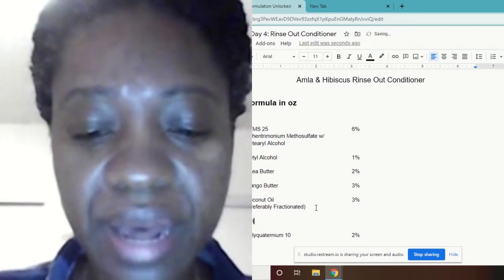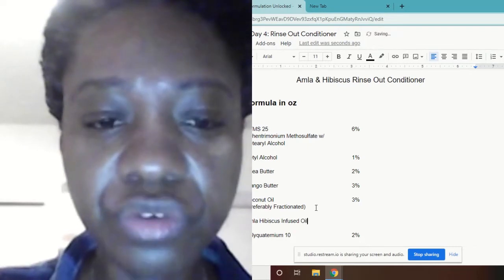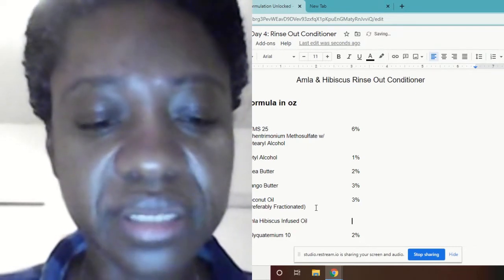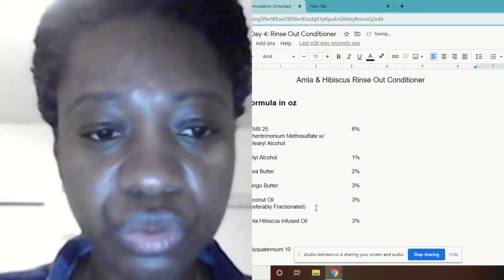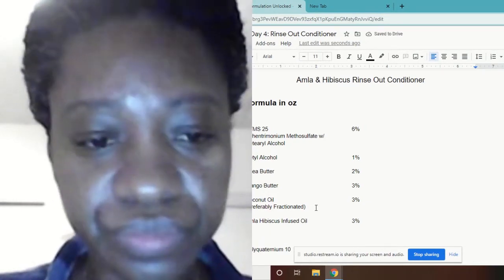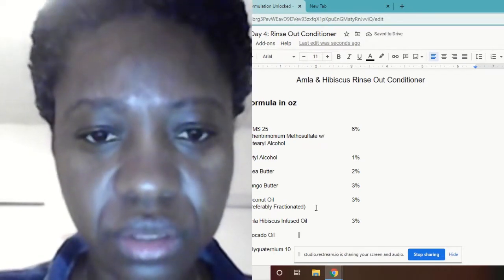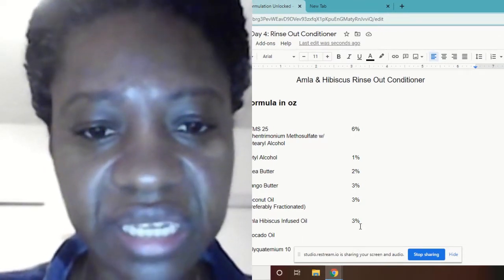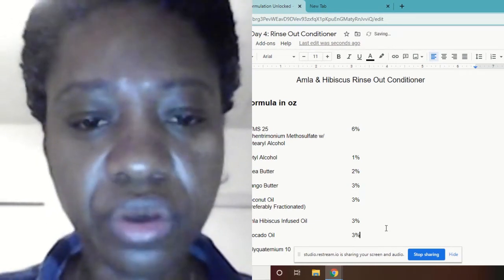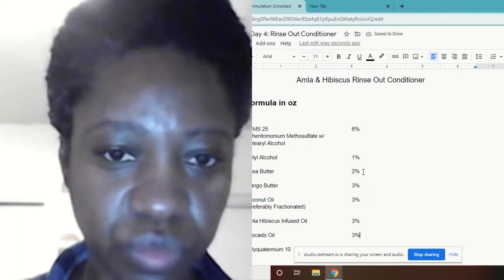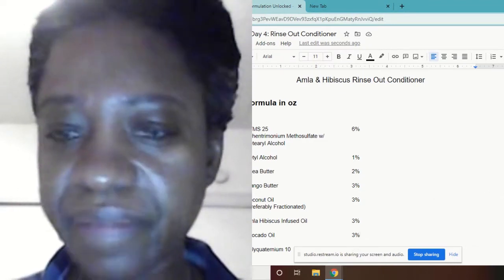Let's do our Amla Hibiscus infused oil. Remember, we made our oil extract as well on day one, so let's do about 3% of that. Let's do avocado oil. So that's 5, 6, 11. Okay, so let's just do avocado oil at 3%. That's 5% plus 9 is 14. Okay, that's plenty of oil. We'll call it a day at that.